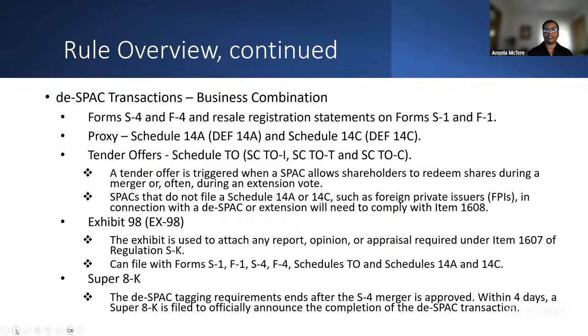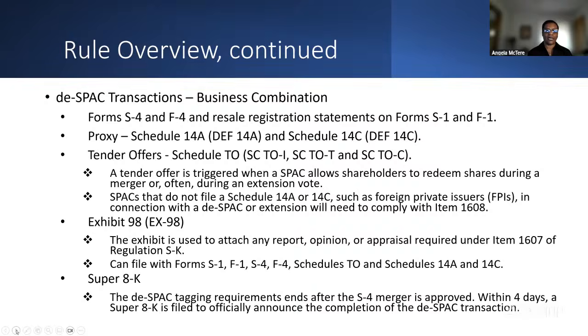So the tender offer is triggered when a SPAC allows the shareholder to redeem shares during the merger or during an extension vote. Okay. So SPACs that do not file a Schedule 14A or C, such as a foreign private issuer, in connection with the de-SPAC or extension would need to comply with Item 1608 of the new rule. Again, that's going to be discussed in detail further in the webinar.